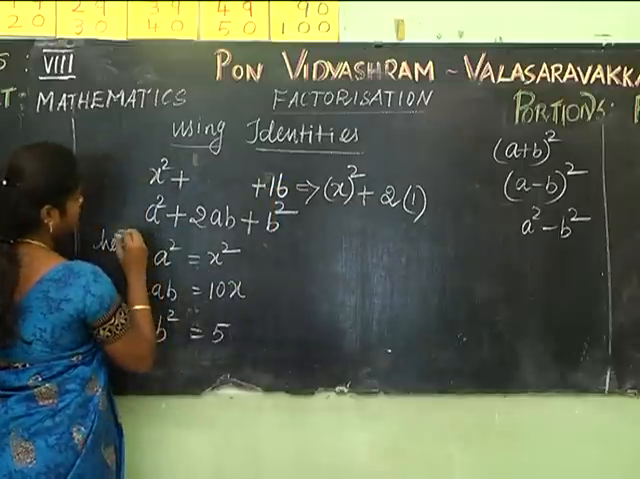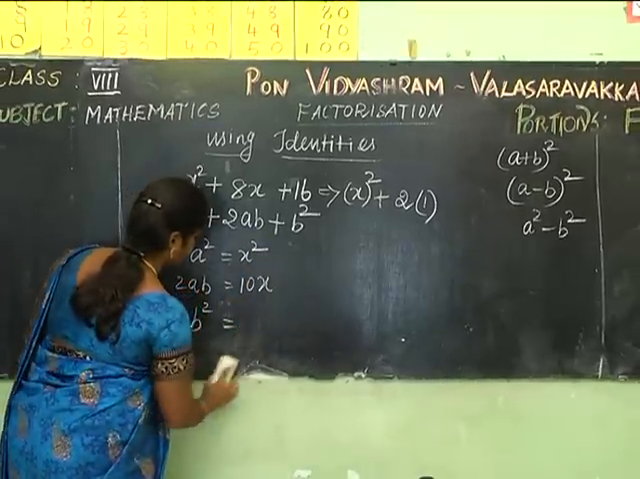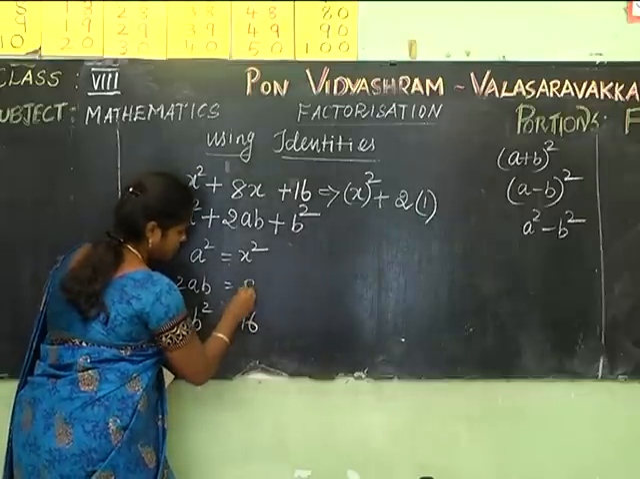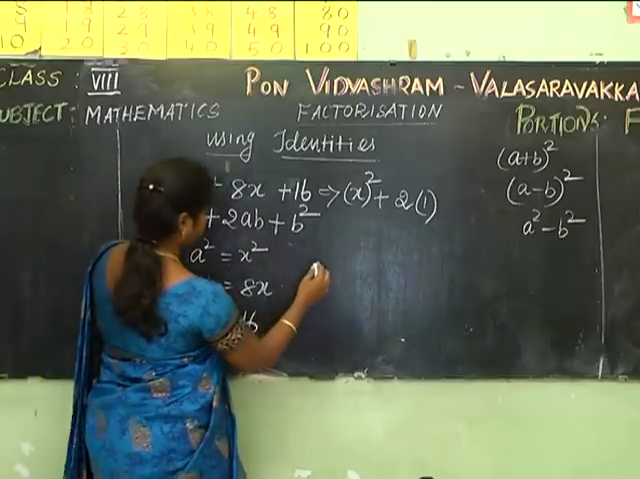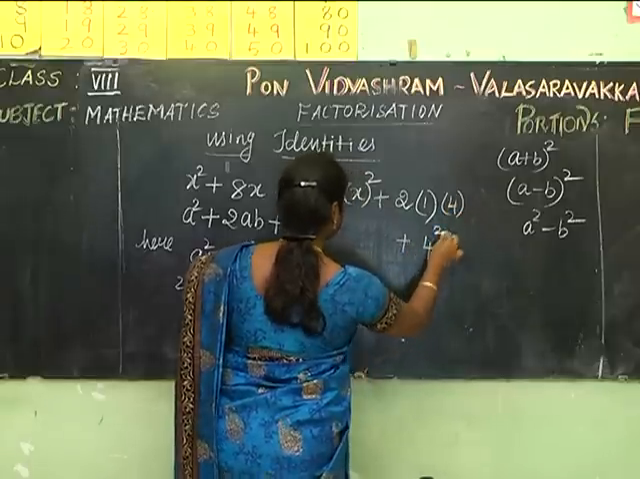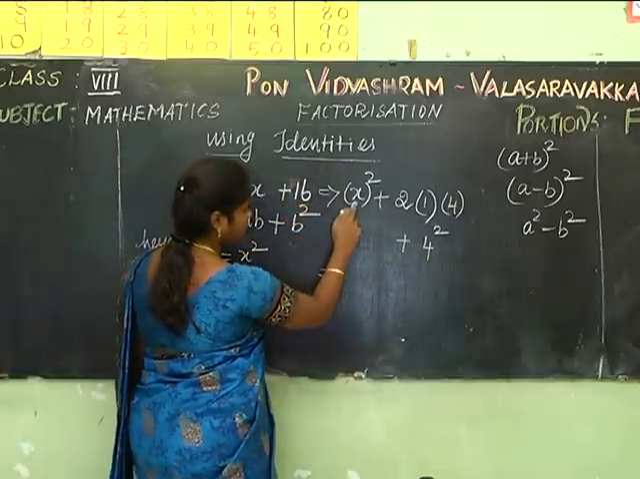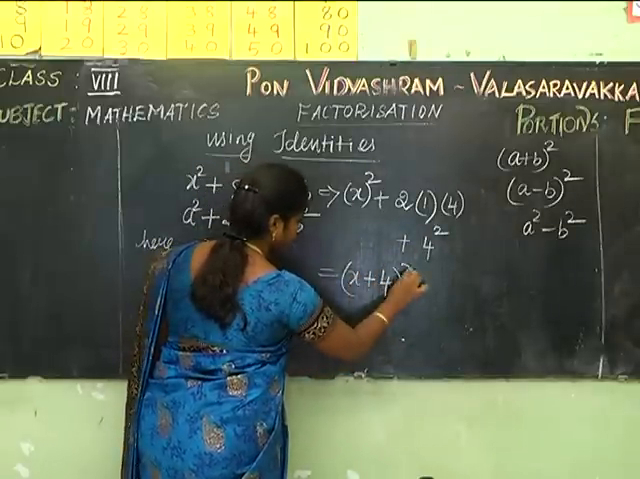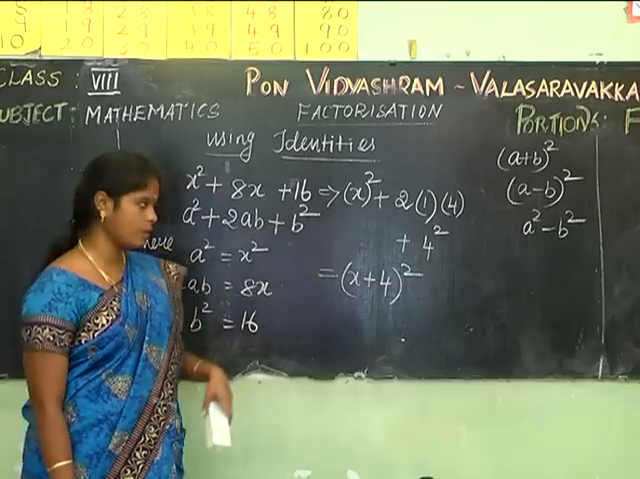We'll take 16, then 2 4s are 8, 8x. So 16. Then 2ab with b as 4, plus 4 square. We can write this 16 as the square of 4, 4 square. Now here a is equal to x and b is equal to 4. So x plus 4 the whole square, because a square plus 2ab plus b square can be expressed as a plus b the whole square.